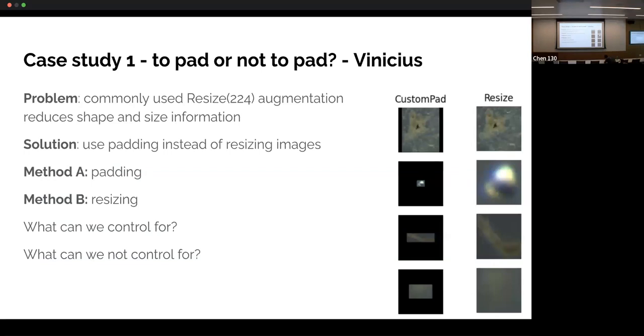Right, so Vinicius was kind enough to give me his data for a case study. As both Cicely and Vinicius described, they have this problem where they have some information of shape and size in their data, which they think might be degraded if you resize to 224 by 224 naively, which is what is commonly used in, I guess, most pipelines. So the question I have for you is, what do we need to control for in this case when we're trying out these two methods, and what should we not control for? This is a discussion, there is no right or wrong answer.